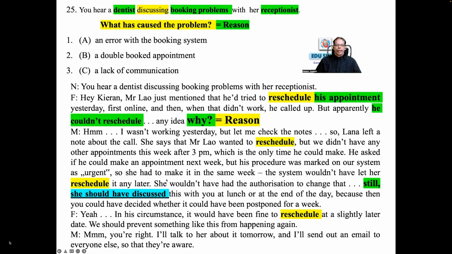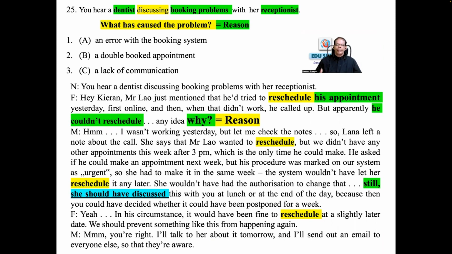they are saying he asked if he could make an appointment next week, but his procedure was marked on our system as urgent. So she had to make it in the same week. The system wouldn't have let her reschedule it any later than the next week. She wouldn't have had the authorization to change that. Still, she should have discussed. The "still" is the key word here.